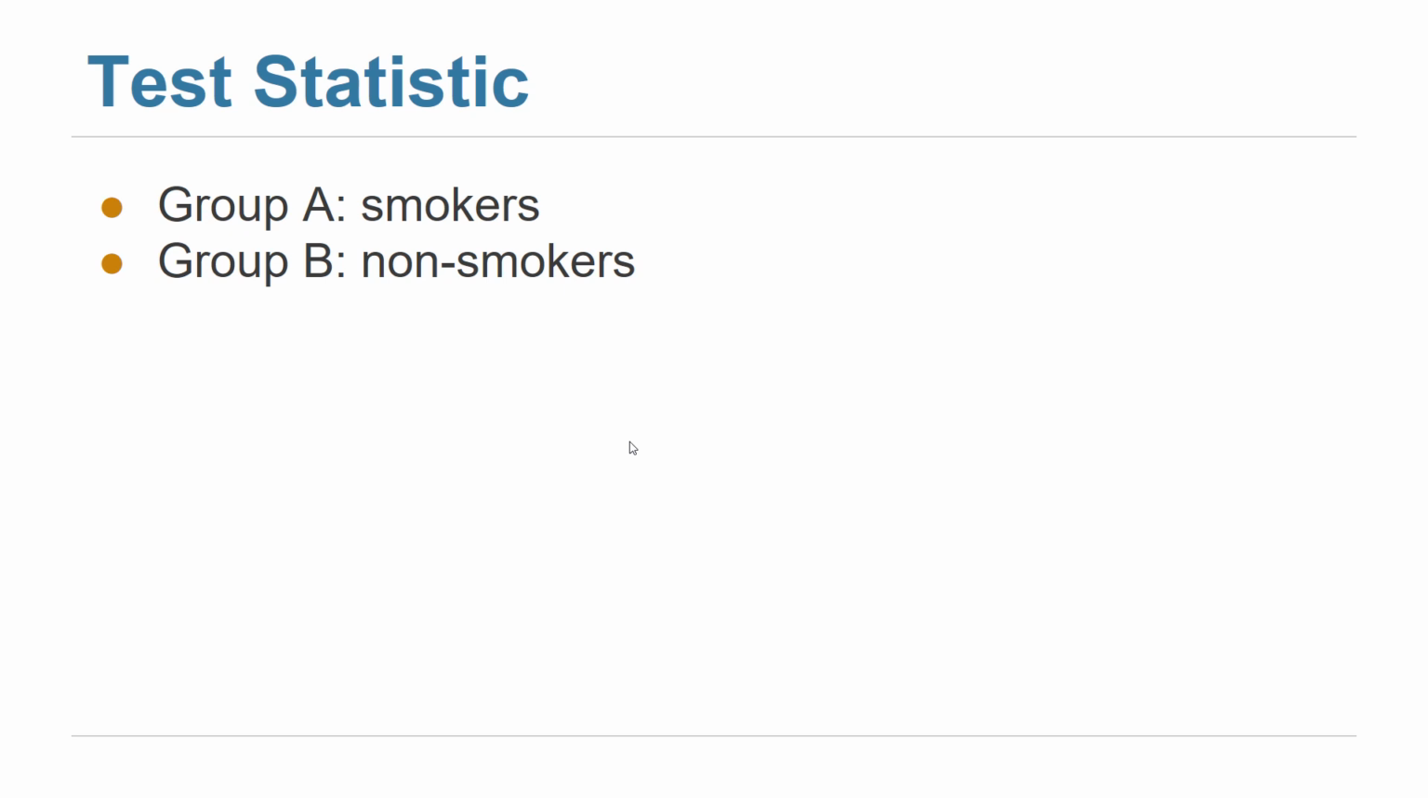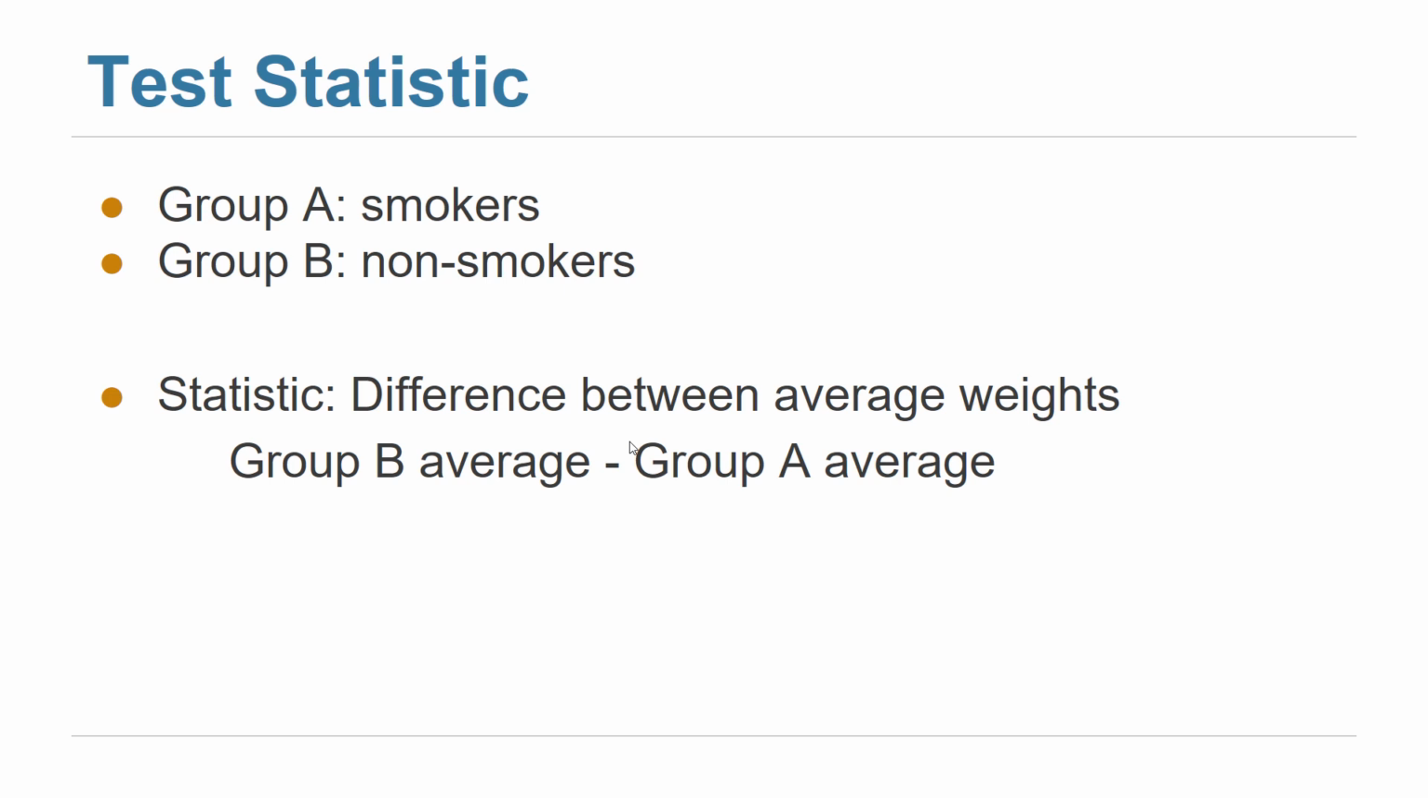So a normal choice of a test statistic is to get the difference between the average weights. Here we chose to subtract the average of group A, which is smokers, from the average of group B, which is non-smokers. So the average weight for babies of non-smoking mothers, minus the average weight for babies of smoking mothers.